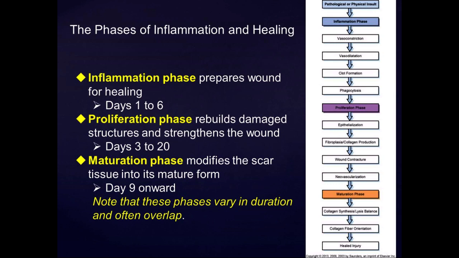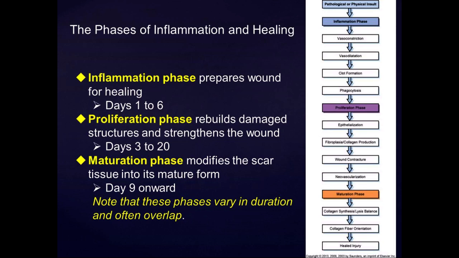A lot of times when we get people in physical therapy, they are often in the proliferation phase or sometimes in the maturation phase. And we're talking about wound healing here. So in a proliferation phase, days 3 to 20, the body's working on rebuilding and strengthening the wound via replacement of that damaged epidermis, which is called epithelialization, re-strengthening connective tissue, so there's a lot of collagen production going on.